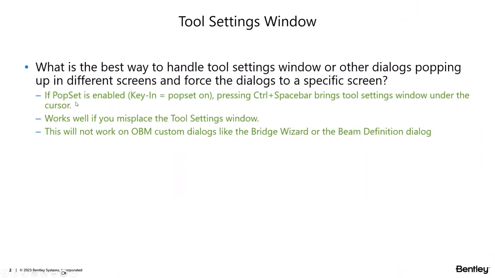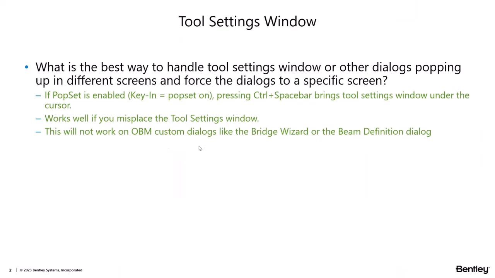PopSet has actually been around quite a while in MicroStation. So if you enable that for the tool settings window itself, you can hit Control Spacebar and bring that window up to the front of the screen for you. It works well if you misplace it, or if it's just barely off the edge of your screen and you just can't grab it and move it.